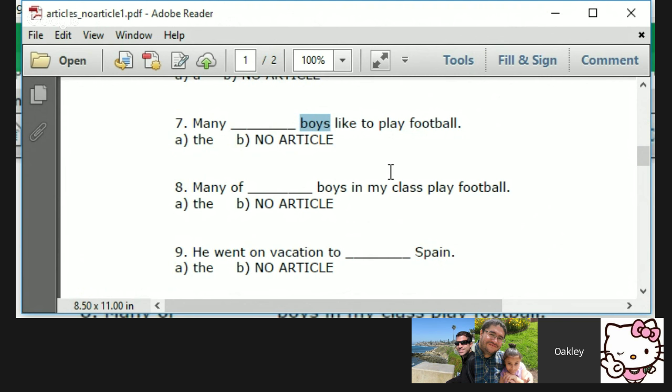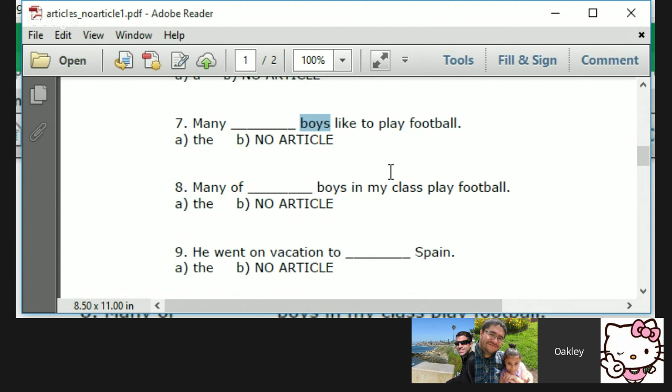Many boys like to play football. First of all, plural countable noun. Because when we want to talk about something in general, water is good for you. Uncountable noun. You just say the word. I'm talking about all water, generally speaking. As an example.